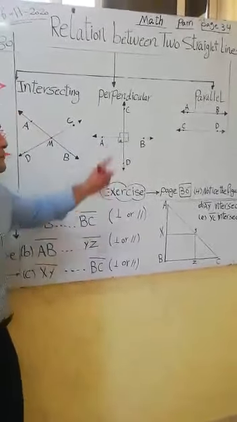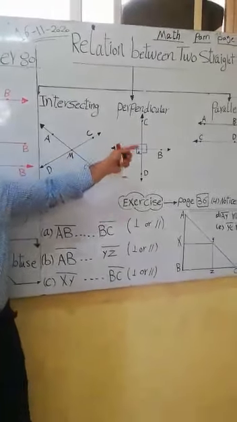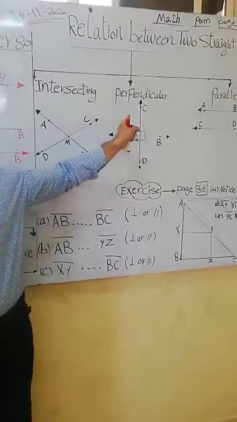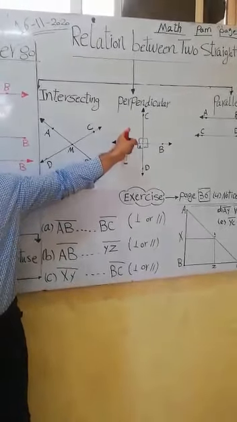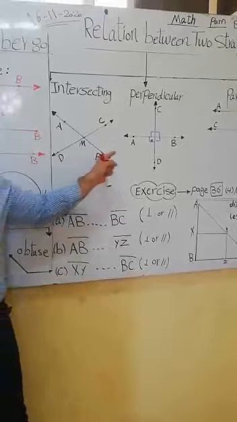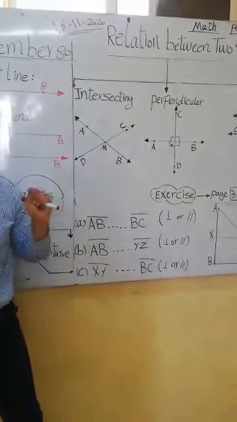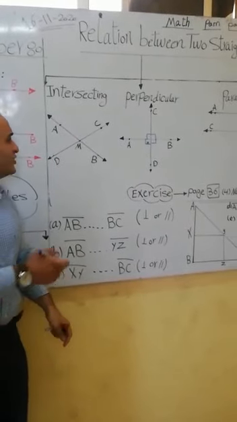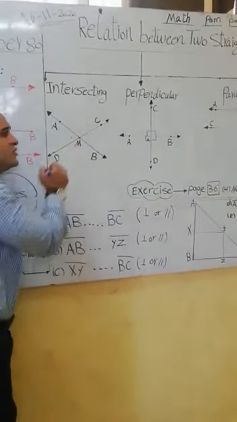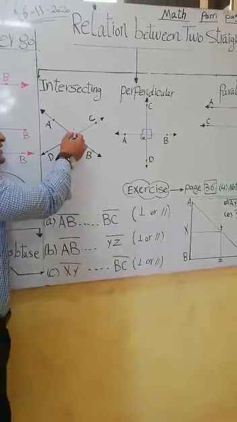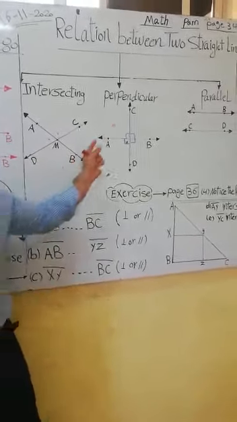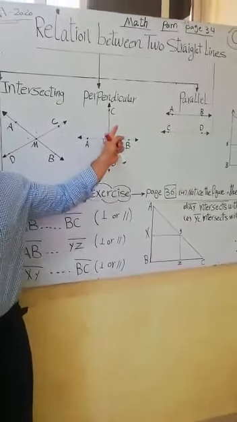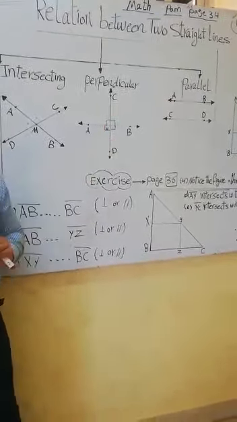we will call them perpendicular. What is the difference between intersecting two straight lines and perpendicular two straight lines? All of them intersect at a point, but intersecting two straight lines make two acute angles and two obtuse angles. But perpendicular two straight lines make four right angles. How many angles? Four right angles.